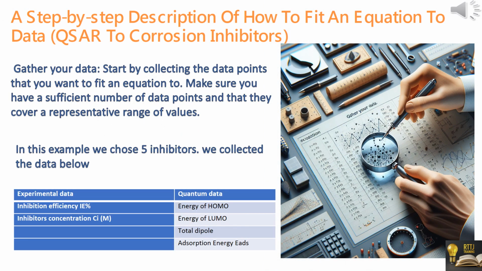Gather your data as presented below in the table. Start by collecting the data points. In this example, we chose 5 inhibitors. Quantum parameters include HOMO and LUMO energy, total dipole, adsorption energy. Experimental data include inhibition efficiency, i.e., %, and inhibitor concentration.